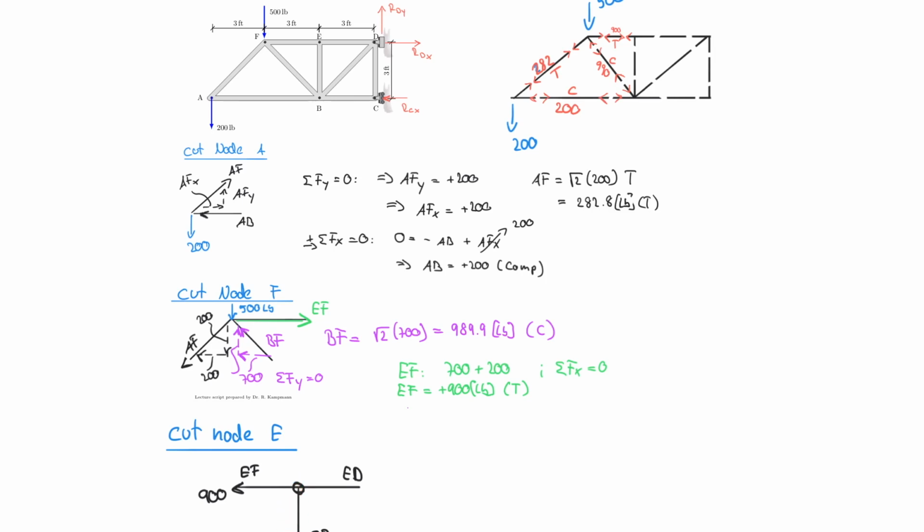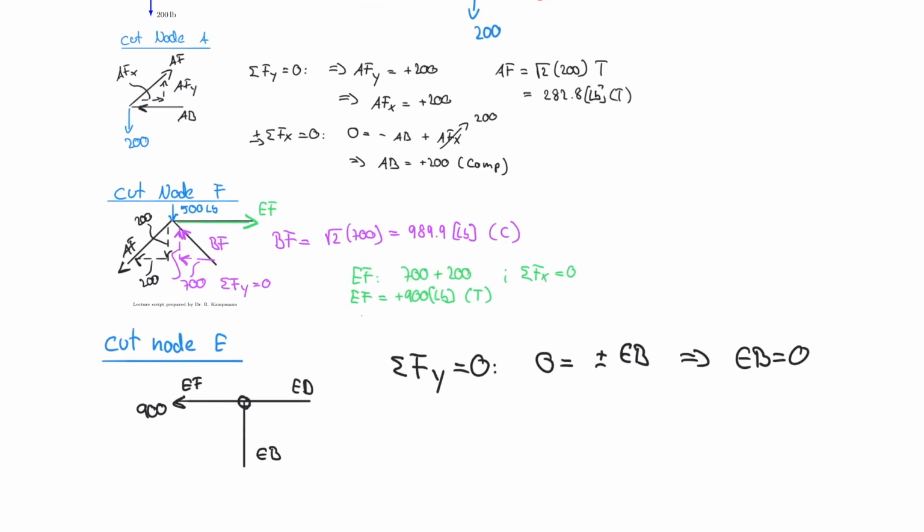So if I were to write an equation for that, the sum of the forces in the y direction is equal to 0, then 0 would be equal to plus minus EB and nothing else. And so therefore EB is equal to 0. And in fact, this is called a zero force member, right? So this is a zero force member.